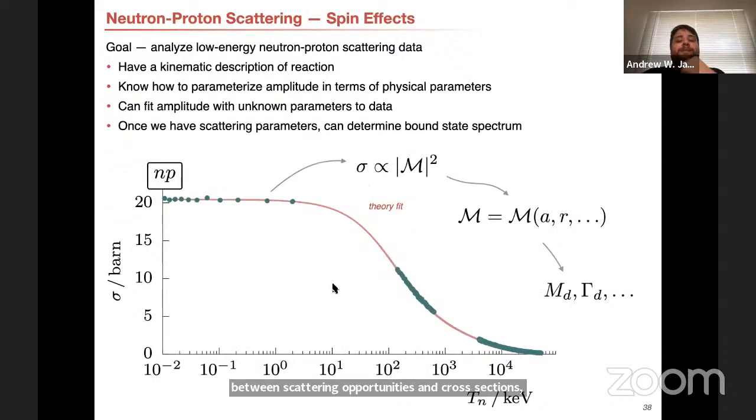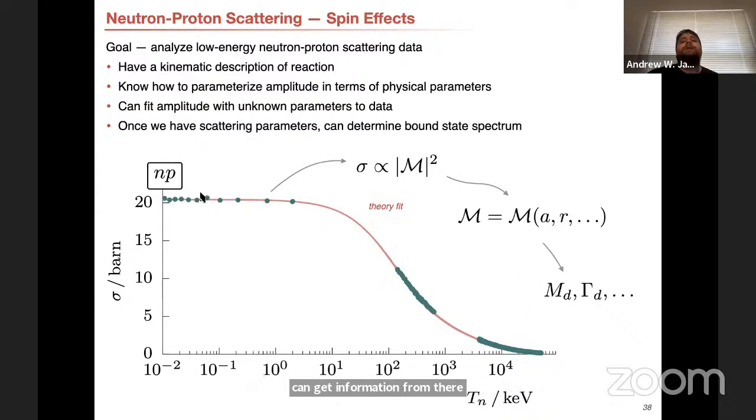There is one thing that's missing though, and that's spin effects. So here, again, the idea is we have our kinematic description of this reaction. We have the data to convert to scattering amplitudes. We can parameterize the scattering amplitudes into some unknown parameters, which we can get information about the interaction. Once we have these parameters, we can then search for when the denominator goes to 0, and this will correspond to any bound state. In this case, we're looking at the deuteron, which is a bound state of neutron proton scattering, and we can get information from there.